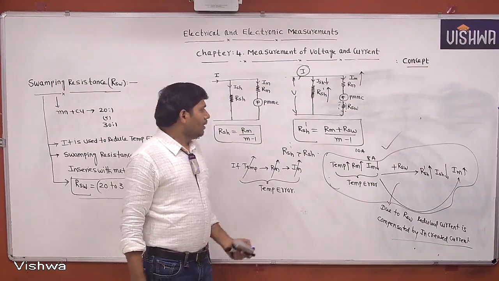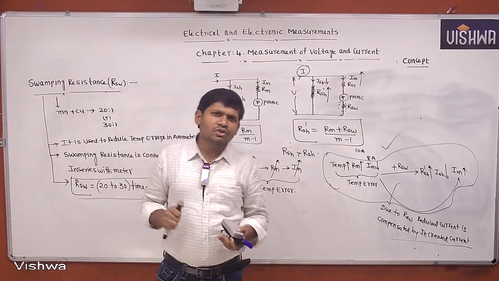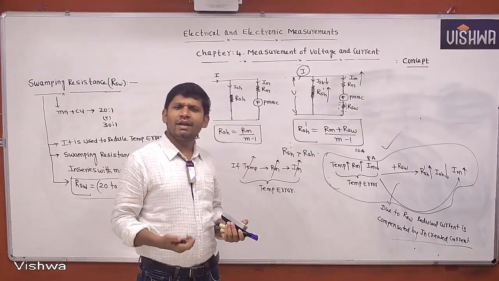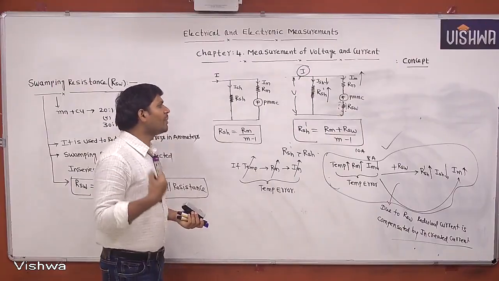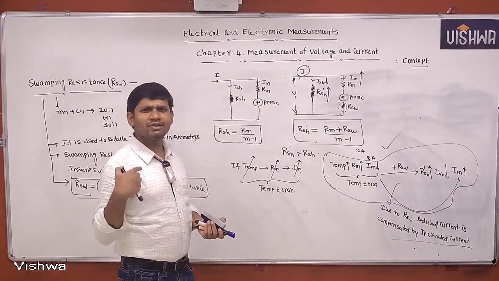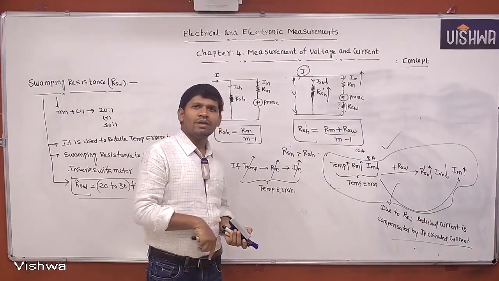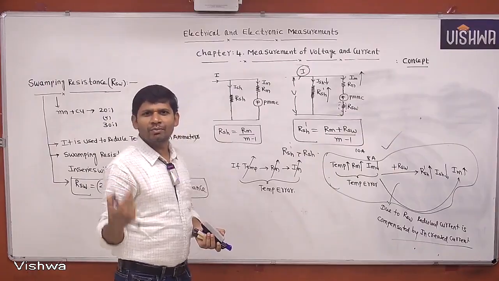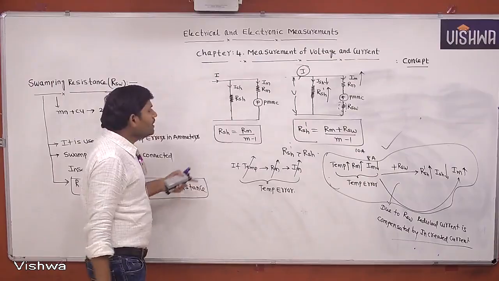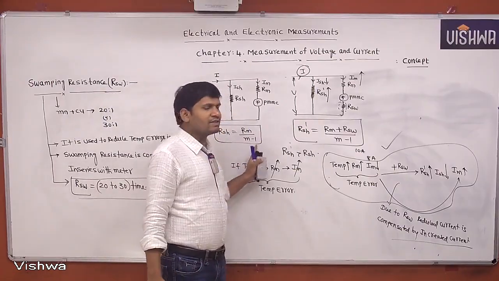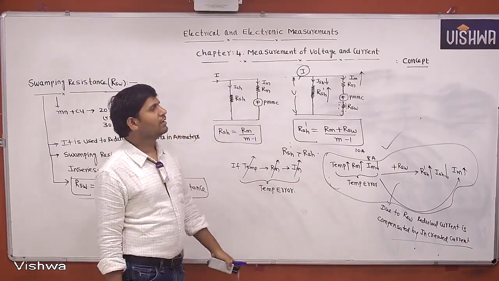Okay. So what exactly is swamping resistance? Swamping resistance is also one of the Manganin resistances. It is in the range of 20:1 ratio or 30:1 ratio. The purpose of using the swamping resistance is to reduce the temperature errors. Mainly swamping resistance is used in ammeters only. There is no need of any swamping resistance, mainly in the case of voltmeters. The reason I will explain. Without swamping resistance, this is a shunt resistance. With a swamping resistance, this is a shunt resistance. Okay, clear? Concentrate.